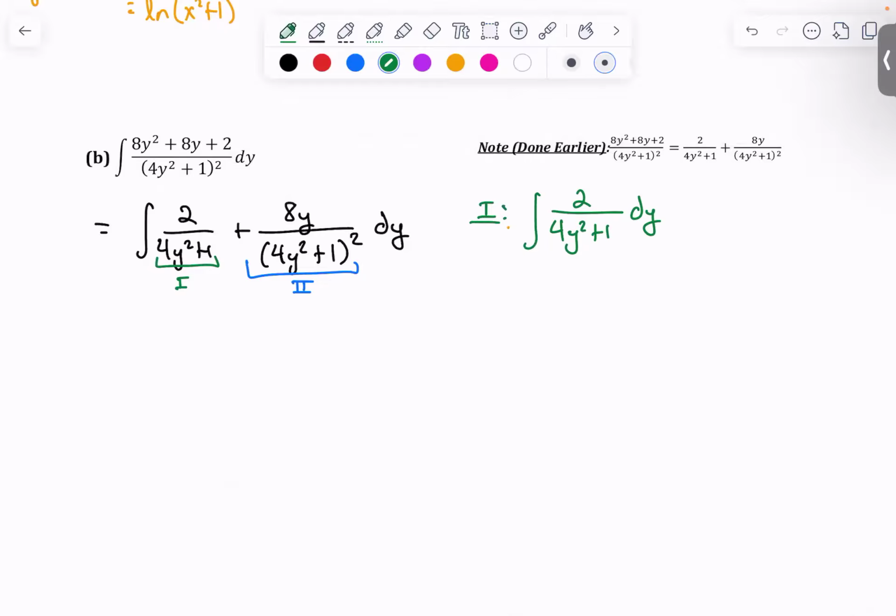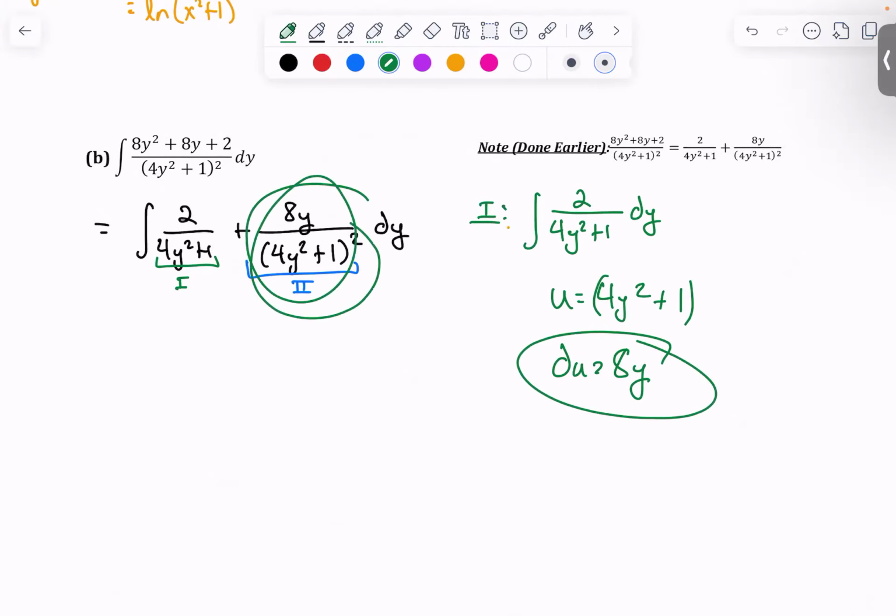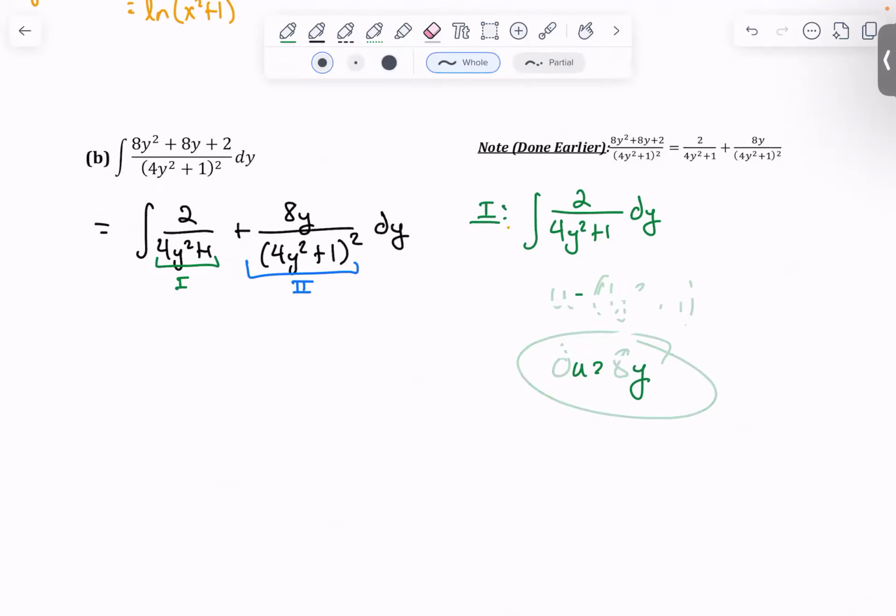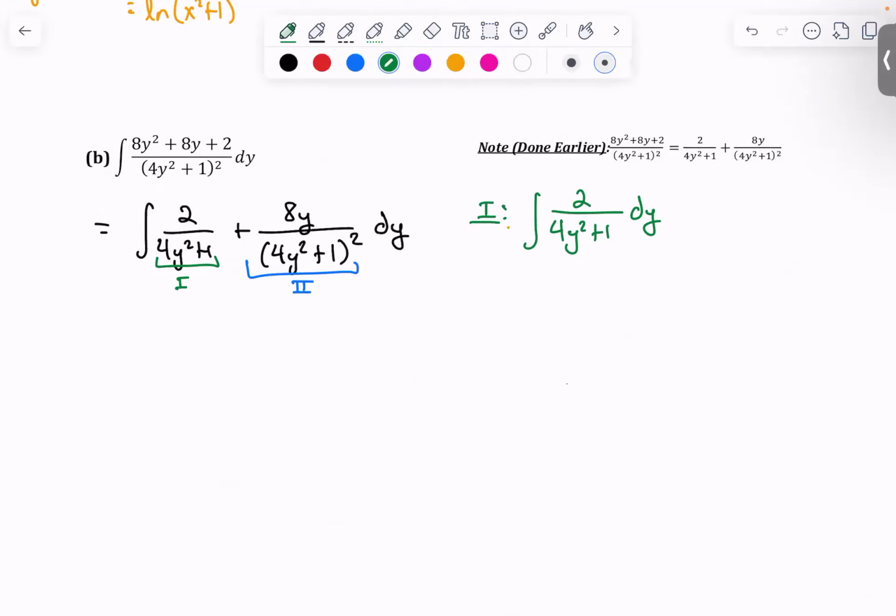That is always the best choice to start off with, to try and do an integral substitution. But if we make u equal to 4y squared plus 1, then du will equal 8y. That actually gives us a good idea of what's going to happen here. It's going to work for the other one, but it's not going to work here, because we'd have a leftover y that we can't get rid of. So what should we do?